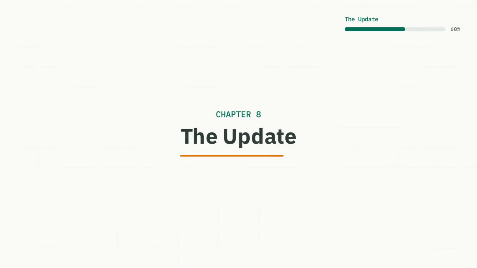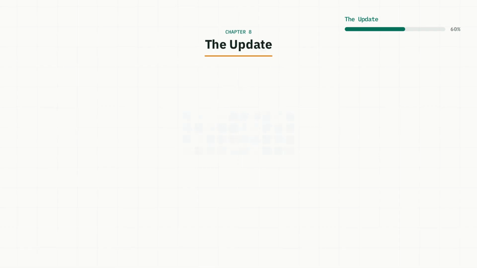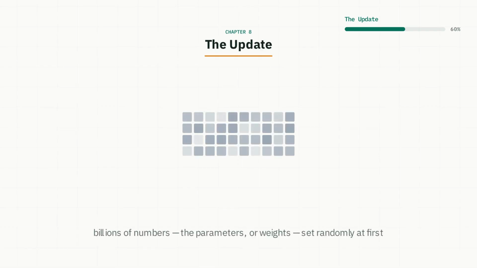Chapter 8, the update where learning actually happens. Let's be concrete about what's really inside the model. It's numbers, billions of them. These numbers are called the parameters or the weights, and they are the knobs that control everything the model does. When we say a model has 70 billion parameters, we mean it has 70 billion of these little adjustable numbers. At the very start of training, every single one of them is set randomly. The model is pure noise, it knows nothing.